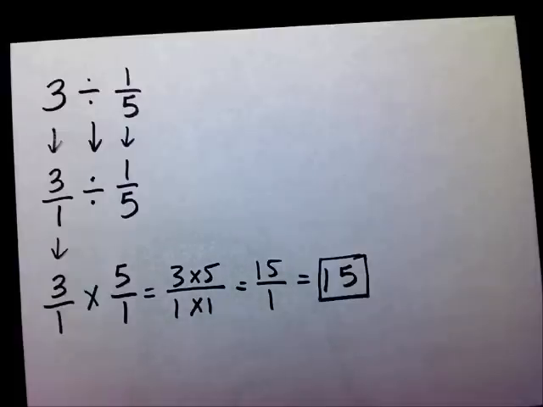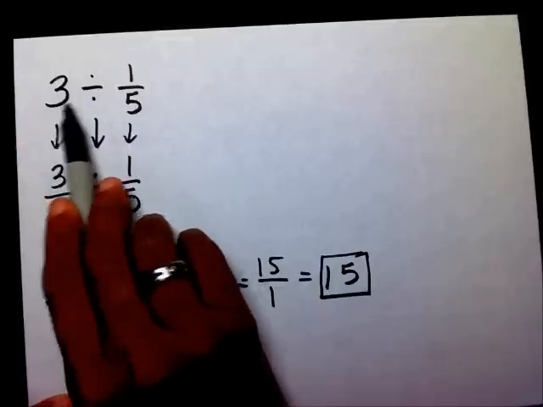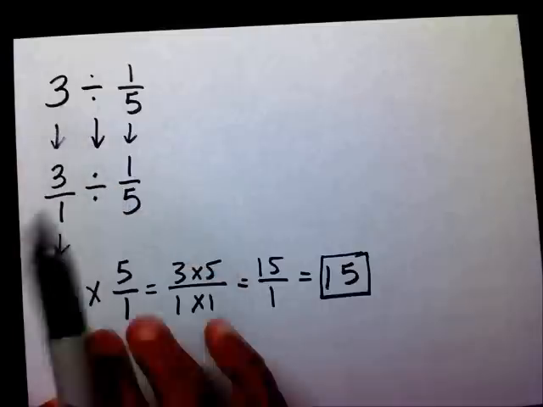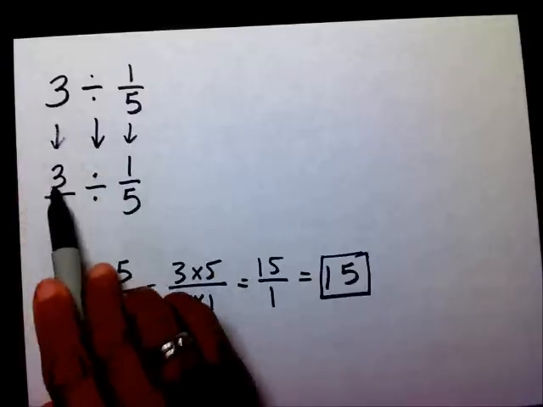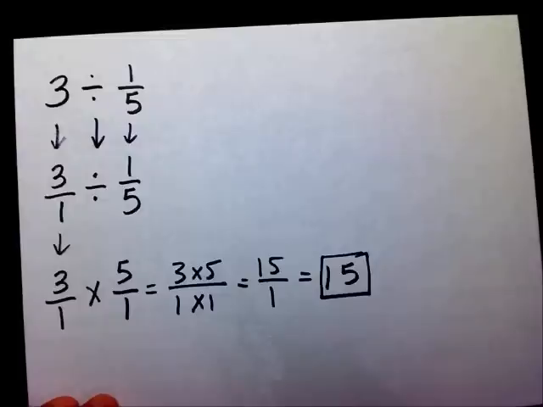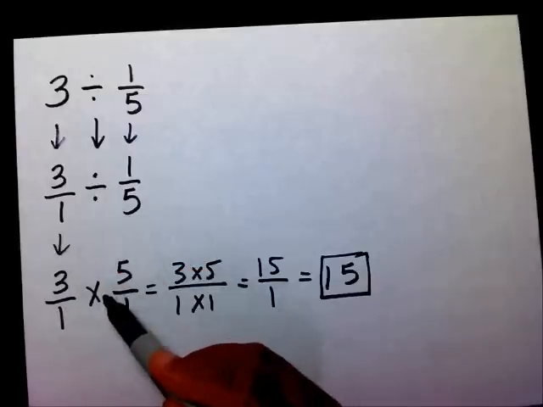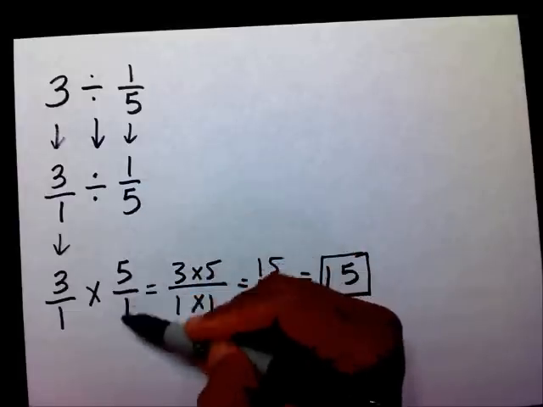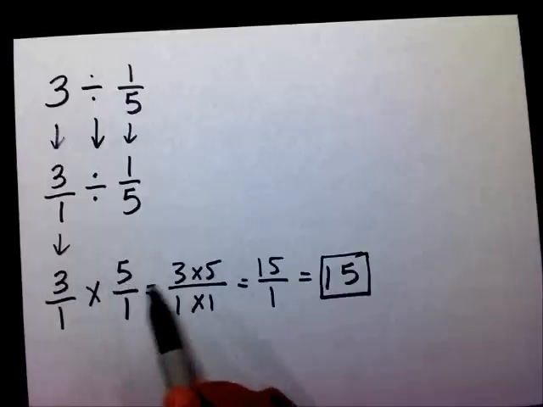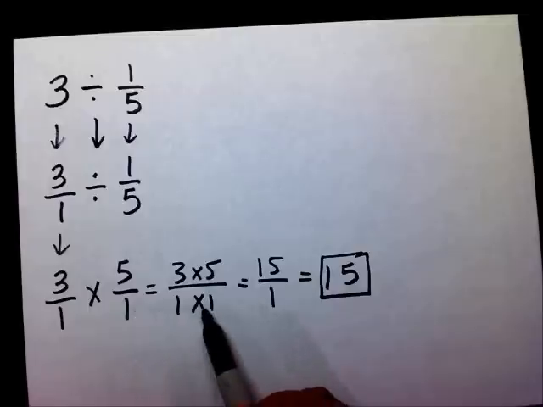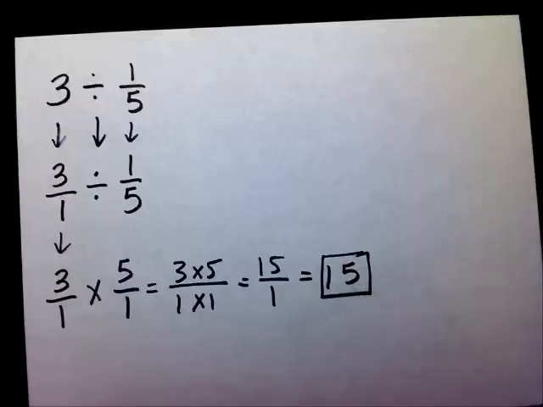Okay, so let me go over this again. Whenever you have a whole number being divided by a fraction, you want to make sure every number in your problem is a fraction. So I'm going to change this 3 to 3 over 1 divided by 1/5. Then I'm going to bring my 3 over 1 down. I'm going to change my division to multiplication. I'm going to take the reciprocal of 1/5, which is 5 over 1. This creates a multiplication problem. So I'm going to multiply my numerators, which is 3 times 5, and my denominators, which is 1 times 1. Well, 3 times 5 is 15. 1 times 1 is 1. 15 over 1 is just plain old 15. Okay?